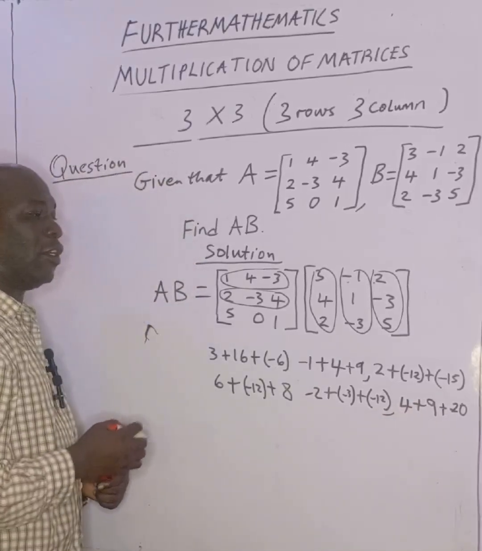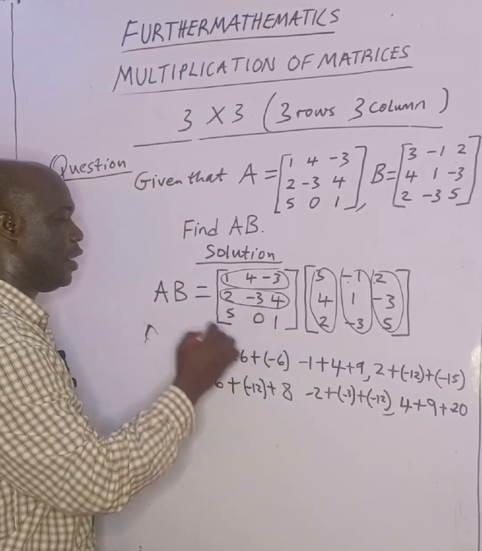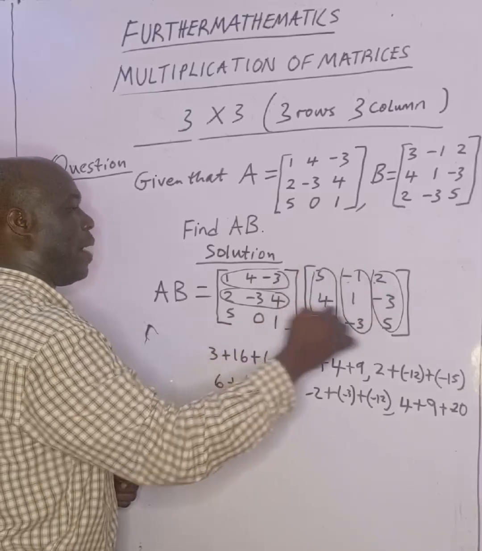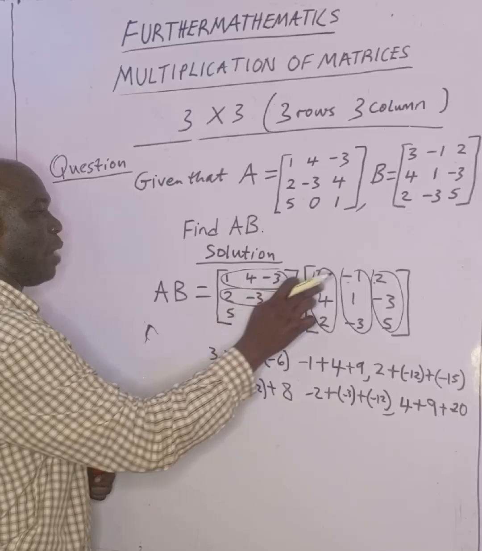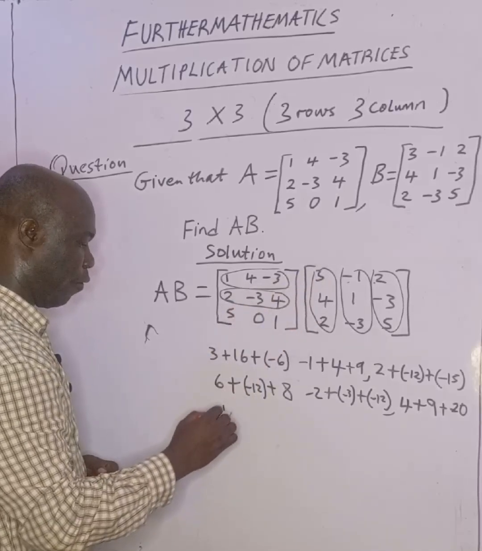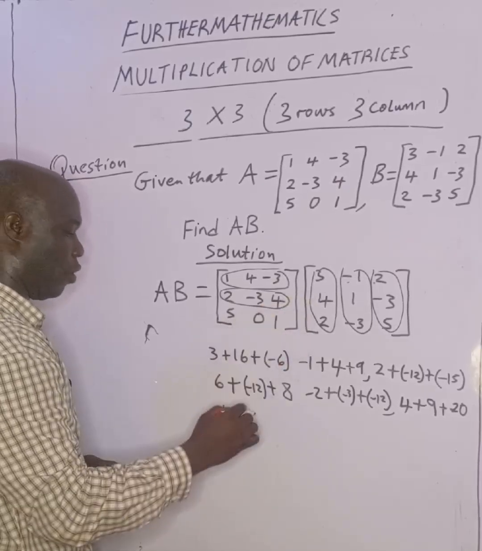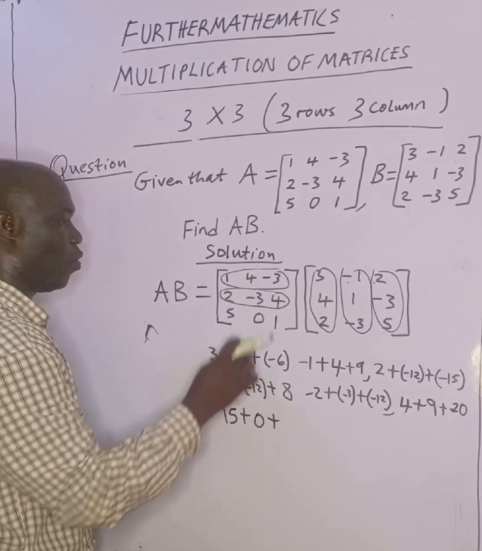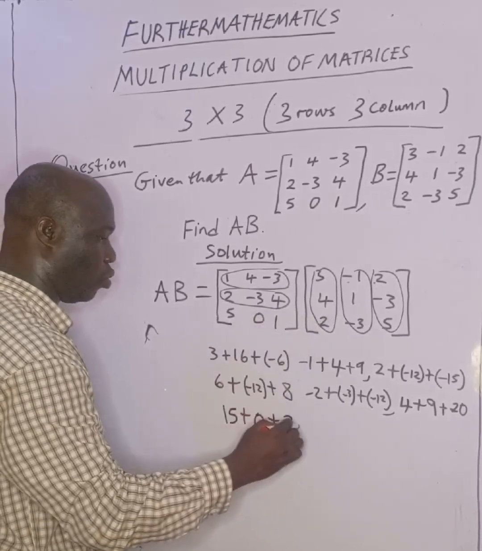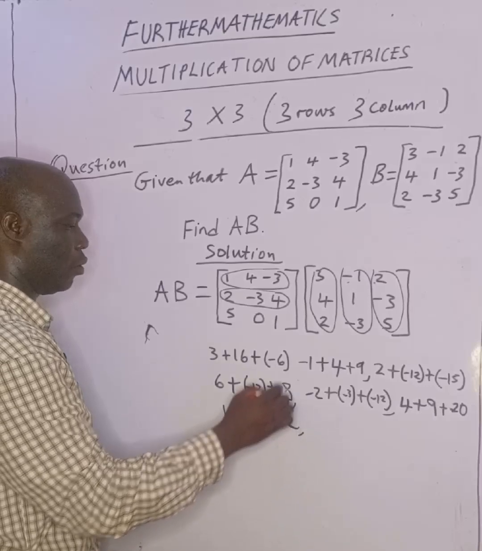Good. So now we are on the last stage. This last row multiplied by this 3 columns. So 5 multiplied by 3 will give us 15. Plus 0 times 4 will give us 0. Plus 1 times 2 will give us 2. All right, we're done with that one.